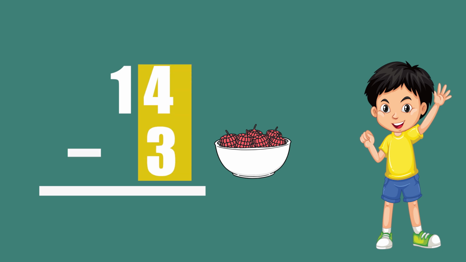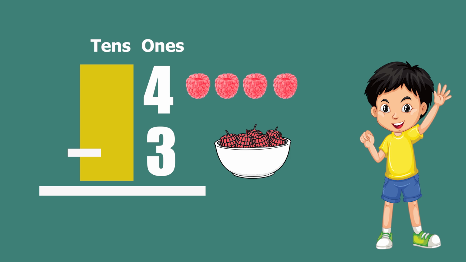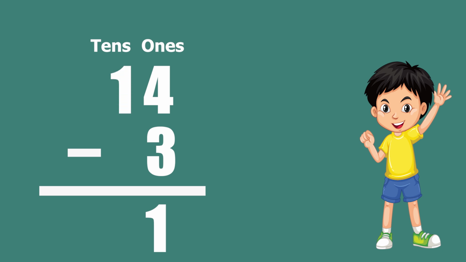There are 2 columns here, the right is called ones and the left is tens. Let's subtract ones first. 4 minus 3 equals 1. Now the tens column, there is only 1 on the top, but no number on the bottom. That means there is nothing to subtract. So we bring down the 1, and the answer is 11.